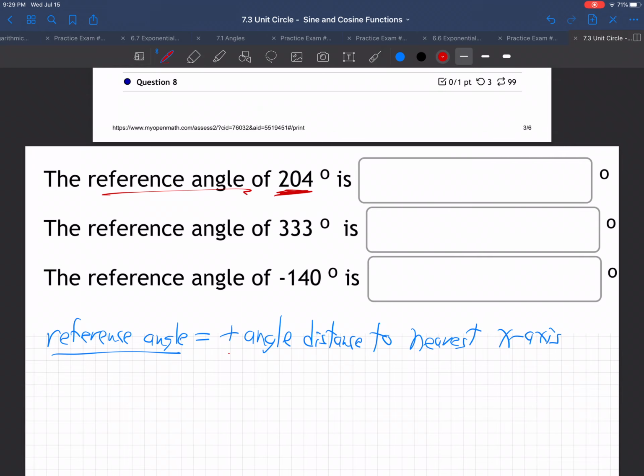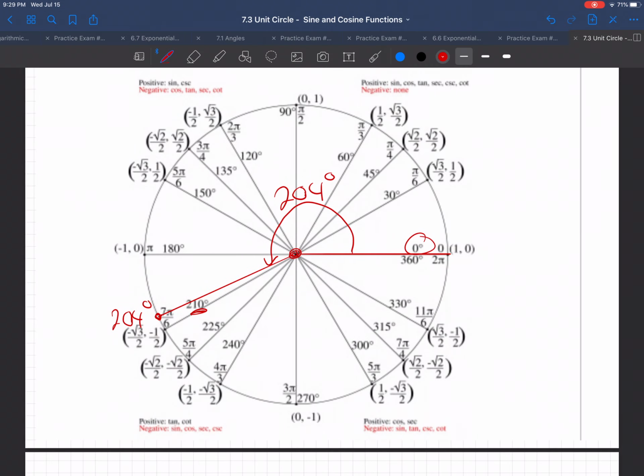What's the reference angle? The positive angle distance to the nearest x-axis. So in other words, it's how far to the nearest x-axis. From right here, pretend you're standing right here at 204 degrees, and you're wanting to get to the, why do my people look like they have tails? I'm so unartistic, it's sad. All right, there we go. That person doesn't really look like he has a tail.